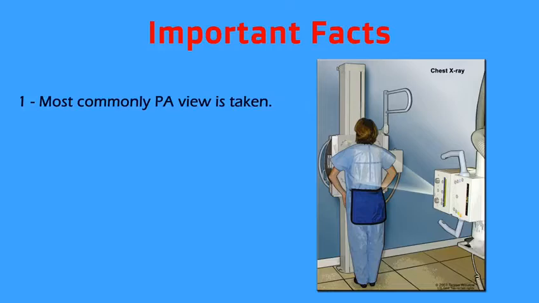There are a few facts that one must remember about the chest x-ray. First, the chest x-ray is usually taken in a PA view or the posterior-anterior view. In this, the rays are travelling from the posterior aspect of the body towards the anterior. This helps in better visualization of the structures which are closer to the plate anteriorly, that is mediastinum with the heart, trachea, lungs, diaphragm and the bones.